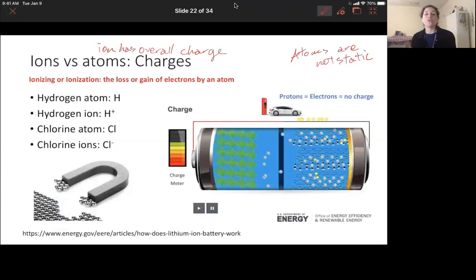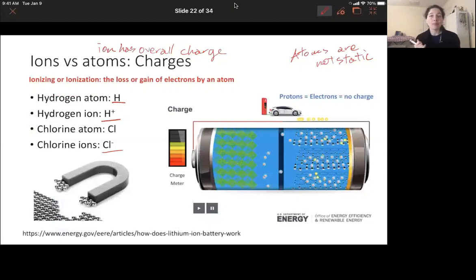Okay. So the process of ionizing or ionization, you might hear me call it by either, is the loss or gain of electrons by an atom. So it might lose electrons in order to get a charge, or it might gain electrons in order to get a charge. So here's an example of that. Hydrogen, oftentimes we see it as a hydrogen ion, as H+. Chlorine, oftentimes we see it as an ion, and it's a Cl-.